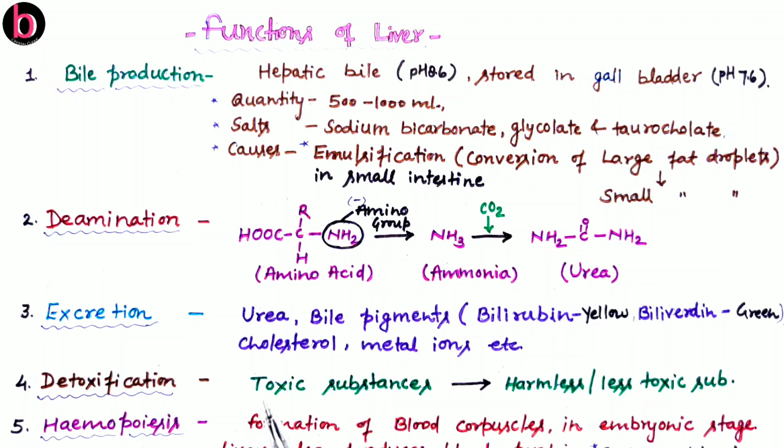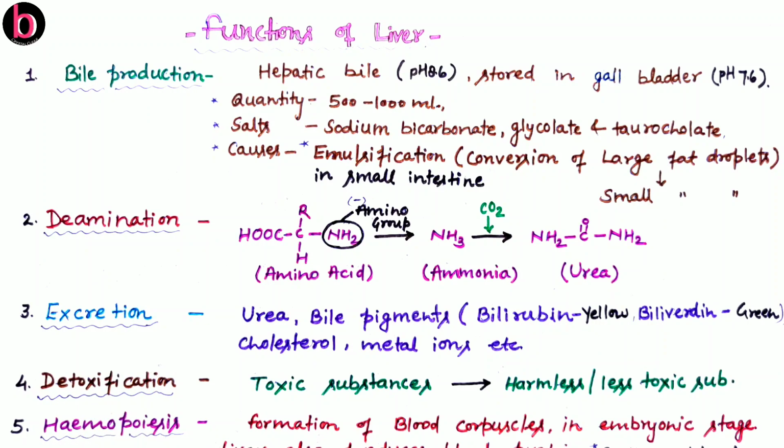The liver also plays an important role in removal of cholesterol as well as metal ions, as we discussed already. Hemoglobin carries iron, so iron or other metals are eliminated by the liver.